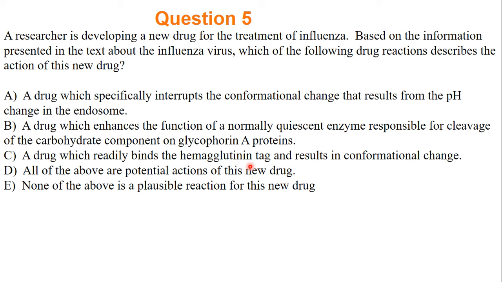Or if you bind hemagglutinin and you won't let it do its proper jackknife. Or rather, what this drug will do is that it will make the jackknife happen too early, and then your virus won't affect the cell. So D is the answer there.